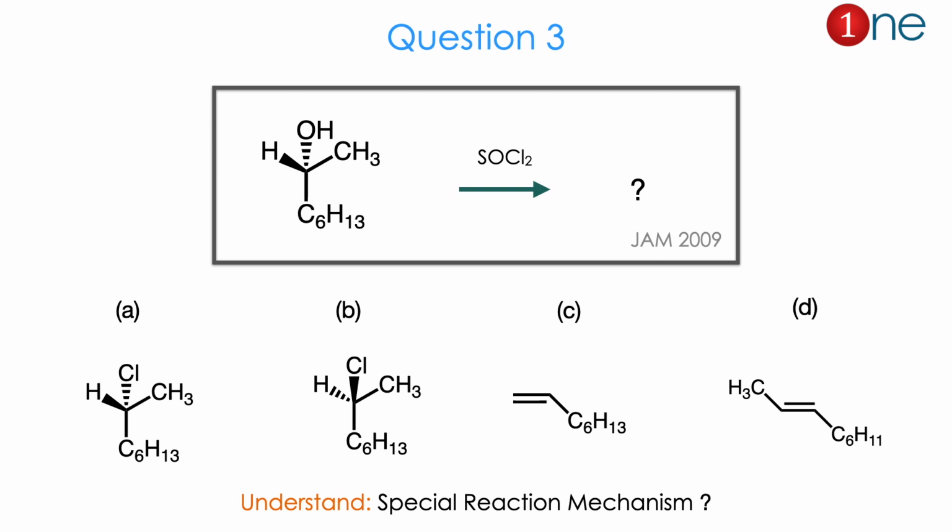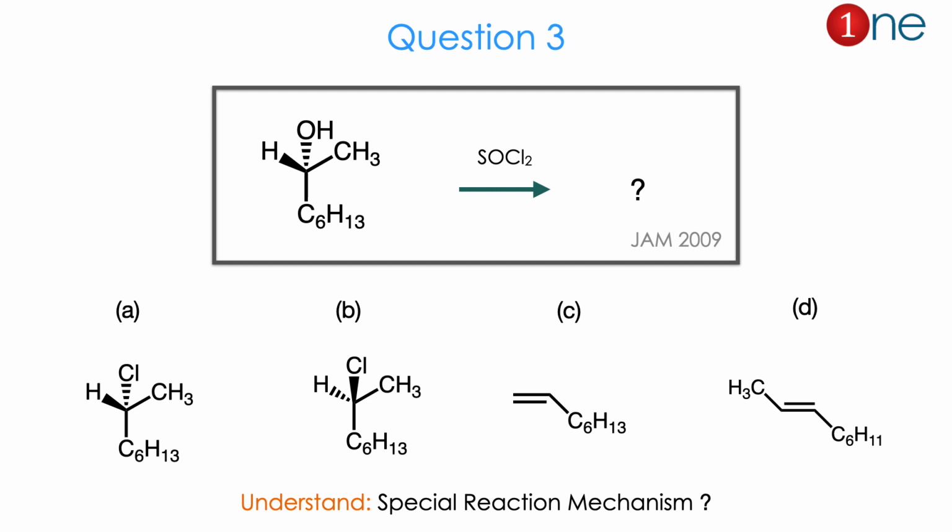Then the question number 3. The starting material is a chiral compound attached with hydrogen, alcohol, methyl and hexyl group. You are using SOCl2. They ask you to find the product. The products can be simple chlorine substitution, or a chlorine substitution with inversion, or just an elimination, alkene formation, or a trans alkene formation. So there are the 4 possibilities.